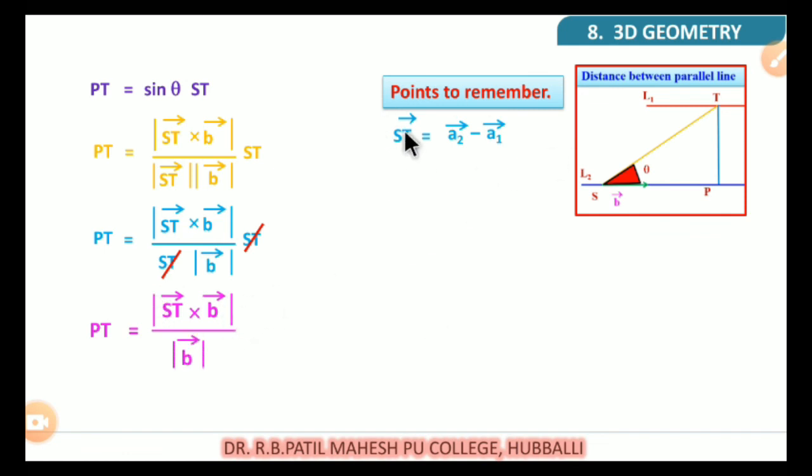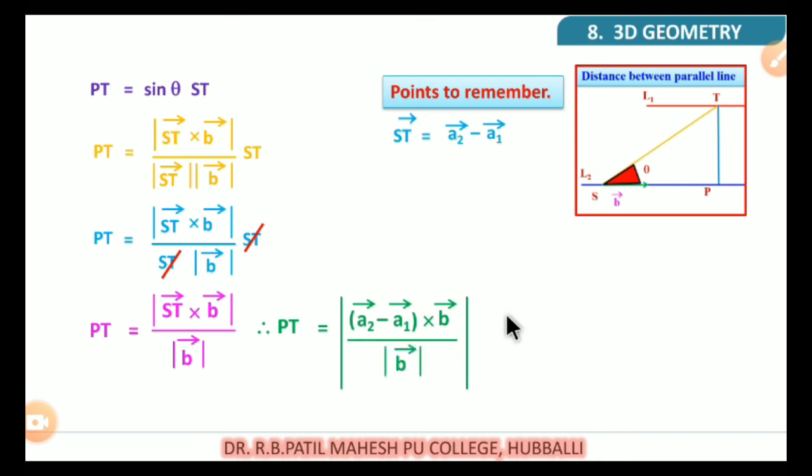Right, and we have already taken the ST vector equal to a2 minus a1, so we can replace that value here. So PT is equal to the modulus of a2 minus a1 cross product with vector b, divided by the magnitude of vector b. Therefore, this is the distance between two parallel lines.